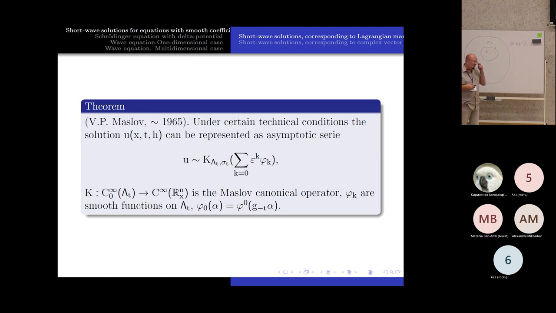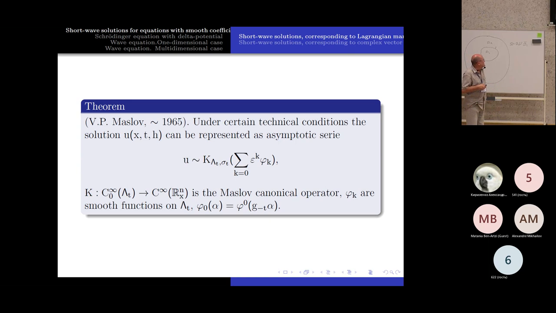Here, K denotes some technical analytical tool, which was defined by Maslov. It is called the Maslov canonical operator. I will not speak about the concrete details of this technical tool. Actually, this tool is the operator which acts from the space of smooth, compactly supported functions on the Lagrangian surface to the space of smooth functions of X. So for each T, we will have in the right-hand side a function of X.